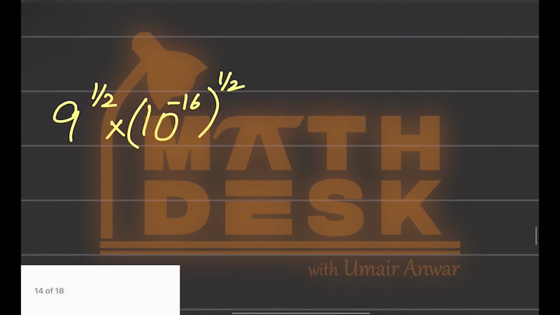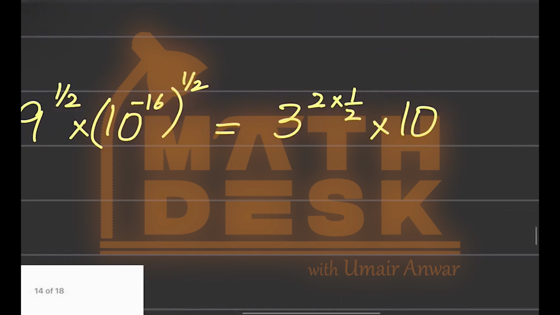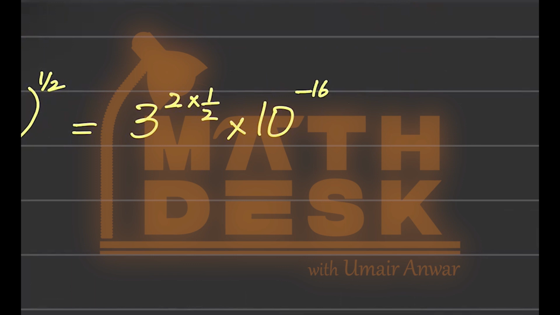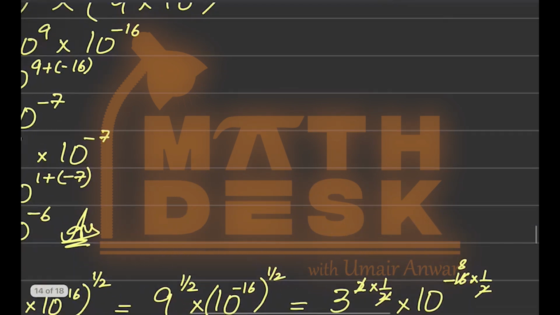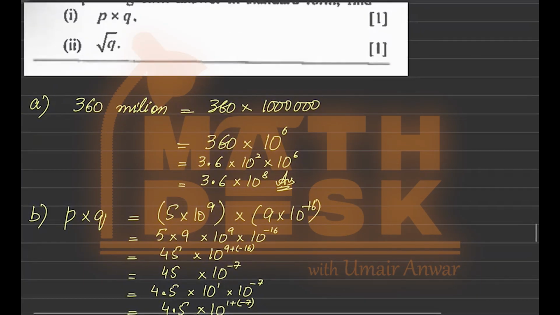9 would be converted into 3 squared, and both the powers would get multiplied by each other. The power of 10 is minus 16, which would get multiplied with 1 upon 2. 2 would get cancelled, so it becomes equal to 3, and this simplifies the index, so 10 raised to minus 8. This is the answer when we have applied the power, and it is already in standard form, so we don't need to convert it into anything else. So this is how this question was to be solved.